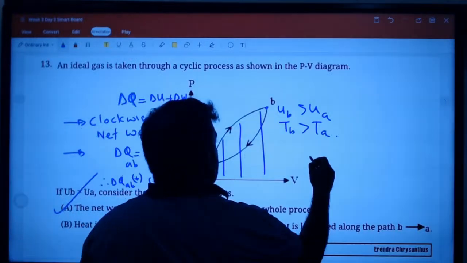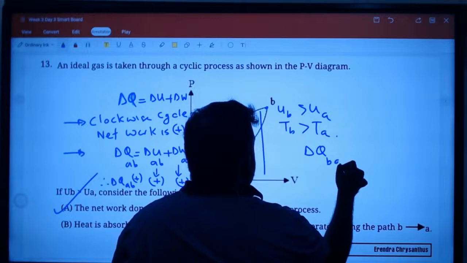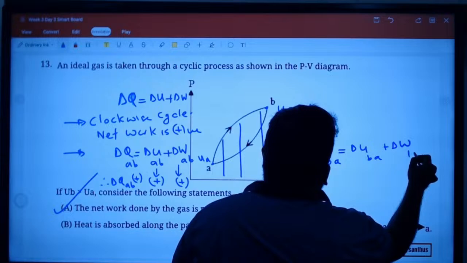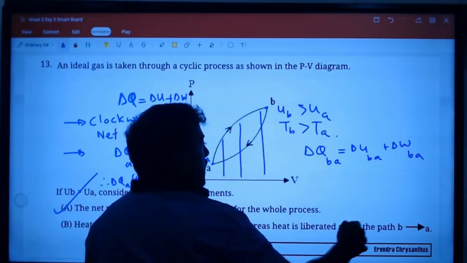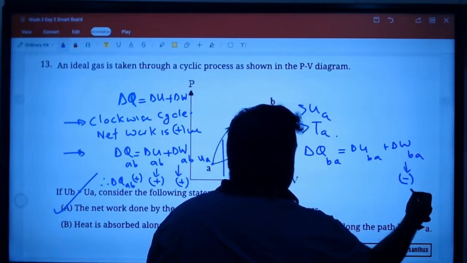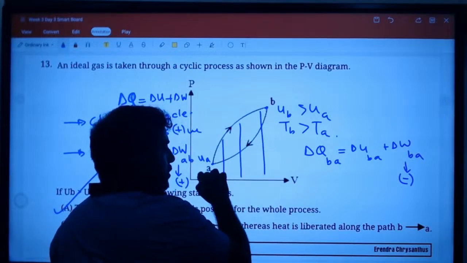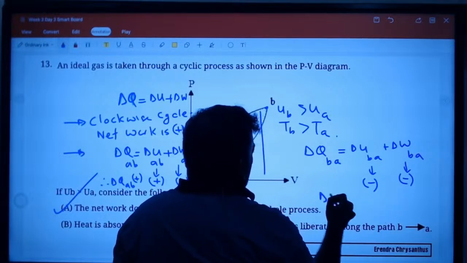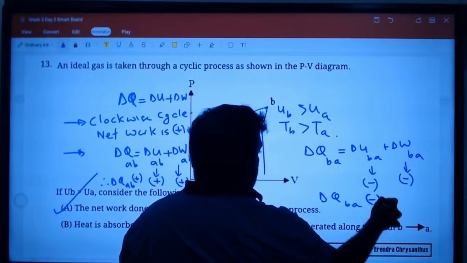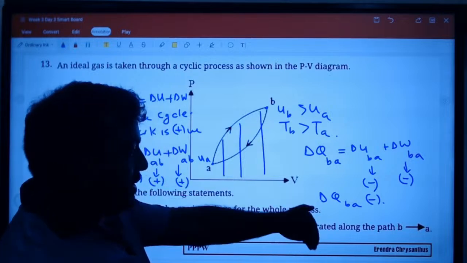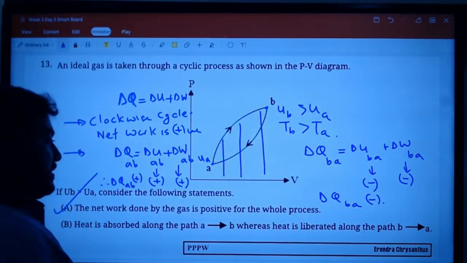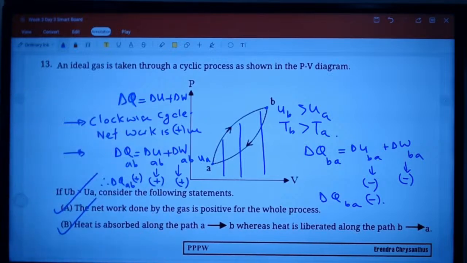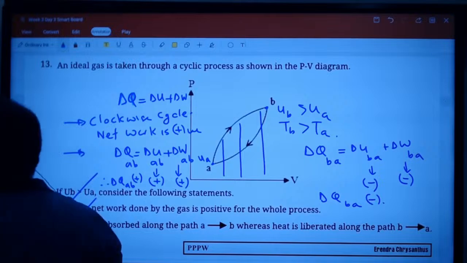Let's see. Delta Q B to A, delta U B to A, delta W B to A. Compression means net work input, minus. B to A means UA minus UB. UA is smaller, so this is negative. So delta Q BA is going to be negative. Heat input positive, heat output negative. So here heat is liberated, correct. Statement B also correct.